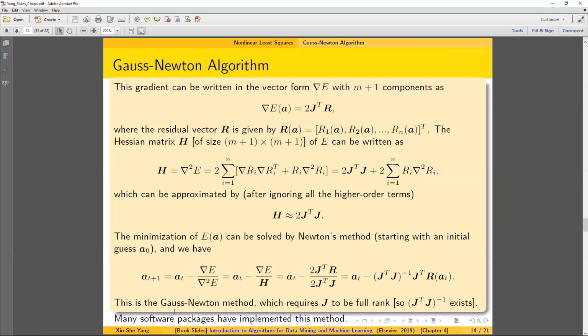This is the Gauss-Newton method, which requires the Jacobian matrix to be full rank. In other words, the inverse of J transpose times J actually exists. Many software packages have implemented this Gauss-Newton algorithm. So once you see it's nonlinear least squares, you can leverage the Gauss-Newton algorithm to solve it.